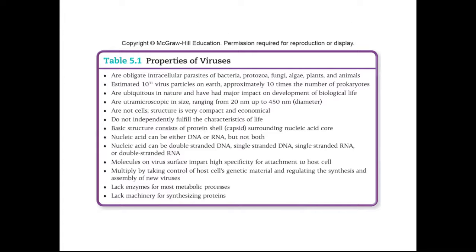So here's a table from your text summarizing some properties of viruses. If we look at viruses, they are ubiquitous. They are everywhere. They are very, very tiny. They can range from as small as 20 nanometers to up to 450 nanometers, approximately half a micron in size. There's a couple exceptions, but generally speaking, the vast majority of viruses fall into that size range.